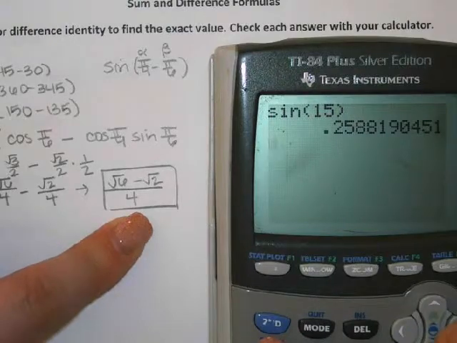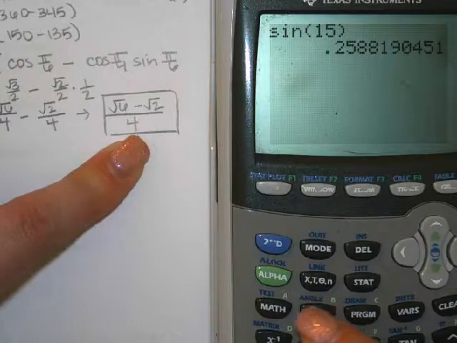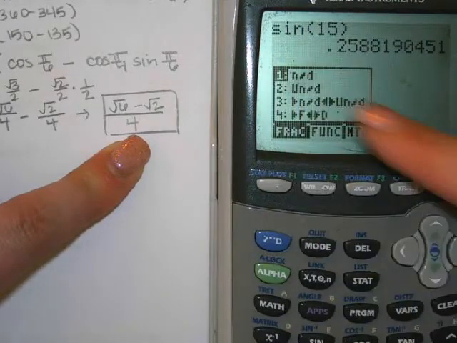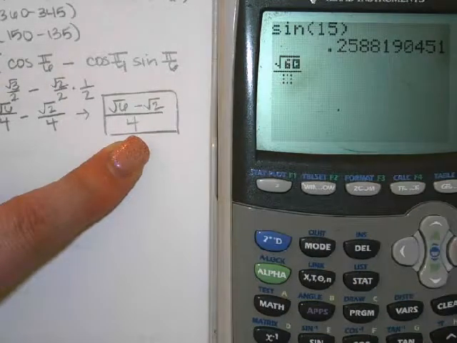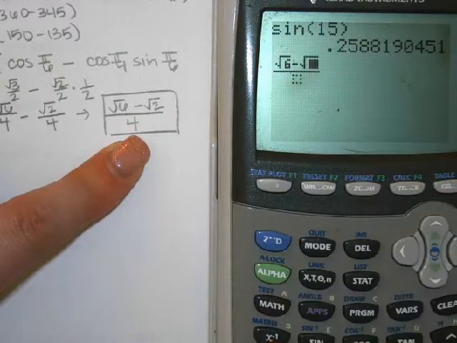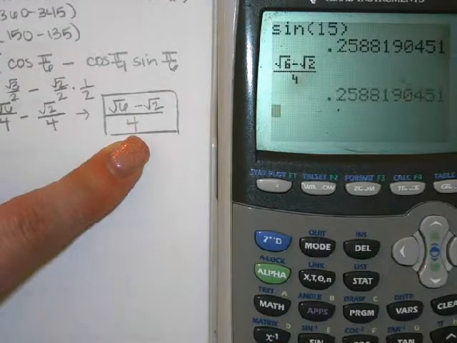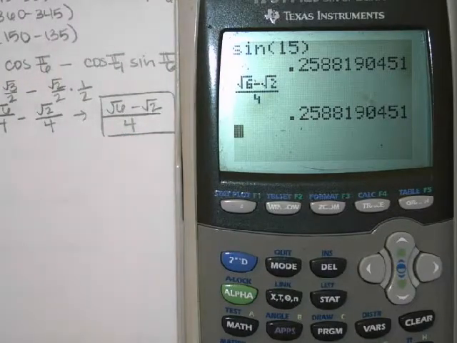So if you want to type it in like this, you just have to hit alpha y equals so that we can type it in like that fraction. And then square root 6 minus square root 2 over 4 is the same decimal, so I know I did it right. Okay. So that's going to be the best way to check your answer for today.